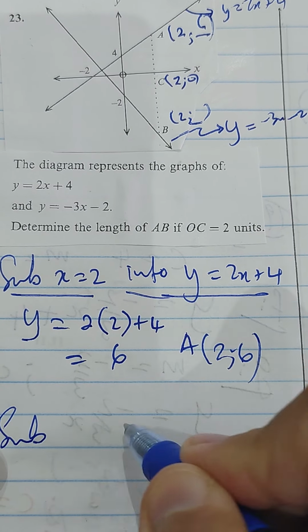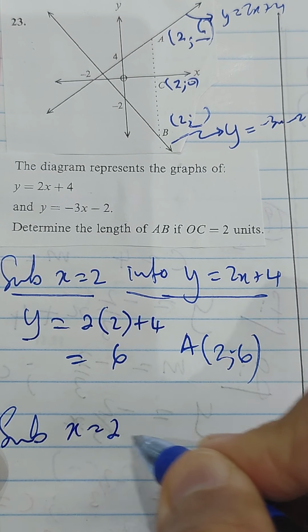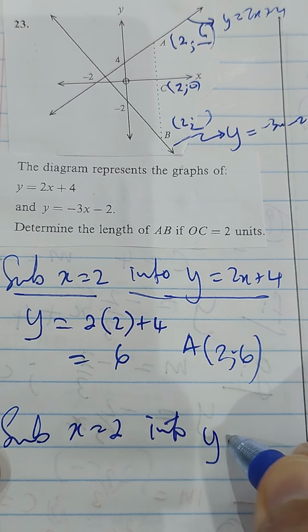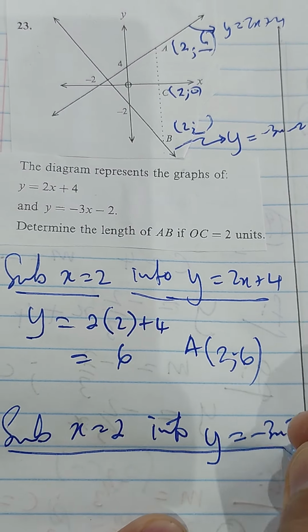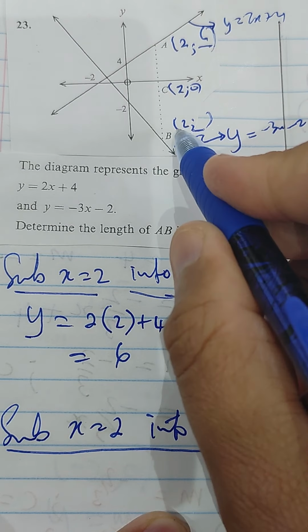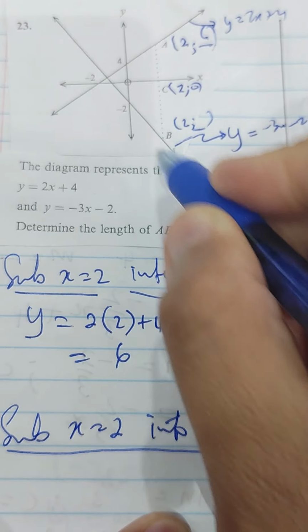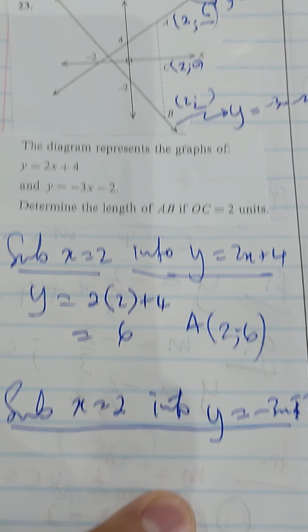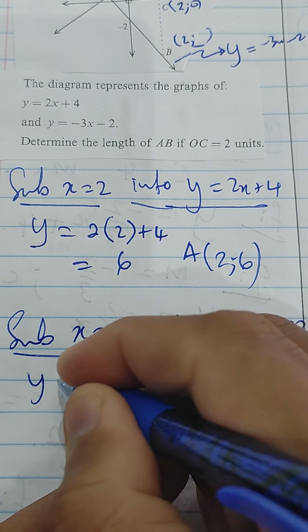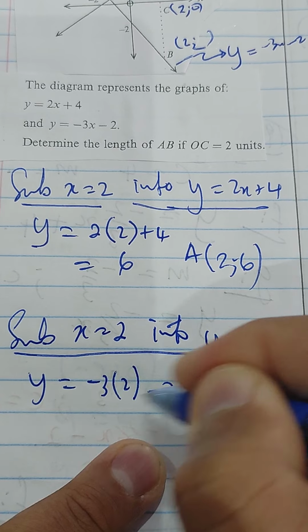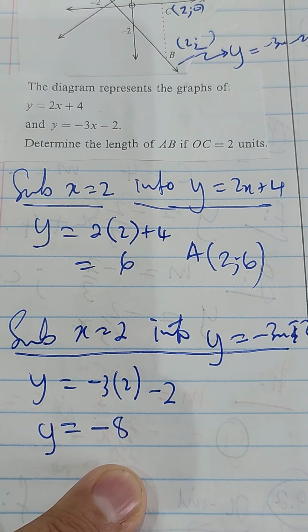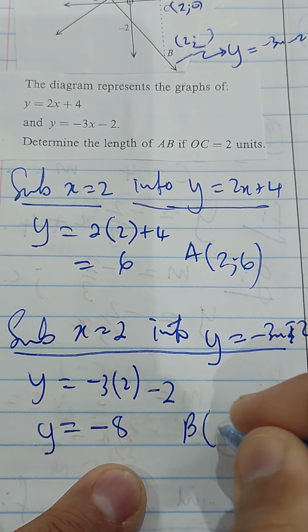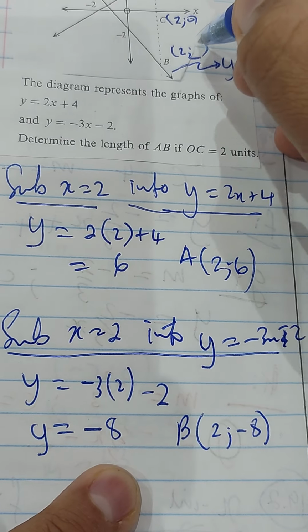So for B, we'll substitute x is equal to 2 into y is equal to negative 3x minus 2. Why in that equation now? Because that is the equation of the line going through B. Okay? So then you get y is equal to negative 3 times 2 minus 2, which is minus 6 minus 2, is negative 8. So negative 8. So then B's coordinate is 2 and negative 8. Okay?